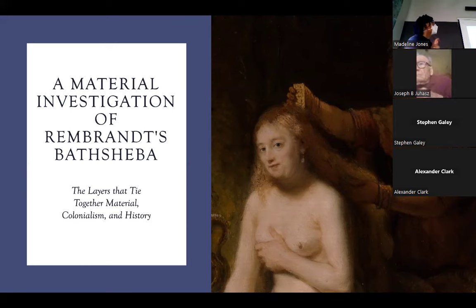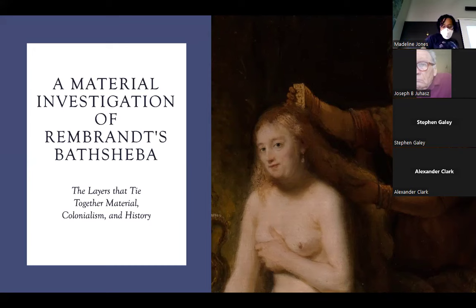So I'm trying to take a three-pronged approach to this painting where I'll be going over the visual elements, and then go a bit into the history and the conservation, because you know a little bit about what happened to this painting and why it looks the way it does.